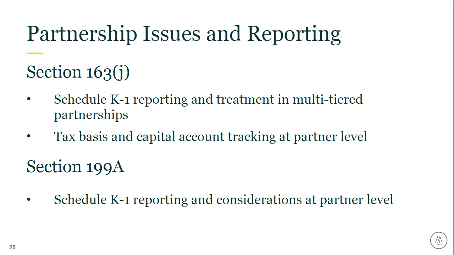And so when you've got multi-tiered partnerships, the lower tier partnership, which is typically the operating partnership, is going to do the limitation at that level and then hand out all of the detail on the K-1s for the partners to determine at their level what the interest limitation may be based on adjusted taxable income, et cetera. But once that goes up one level, it stops there. It doesn't go up to another level.